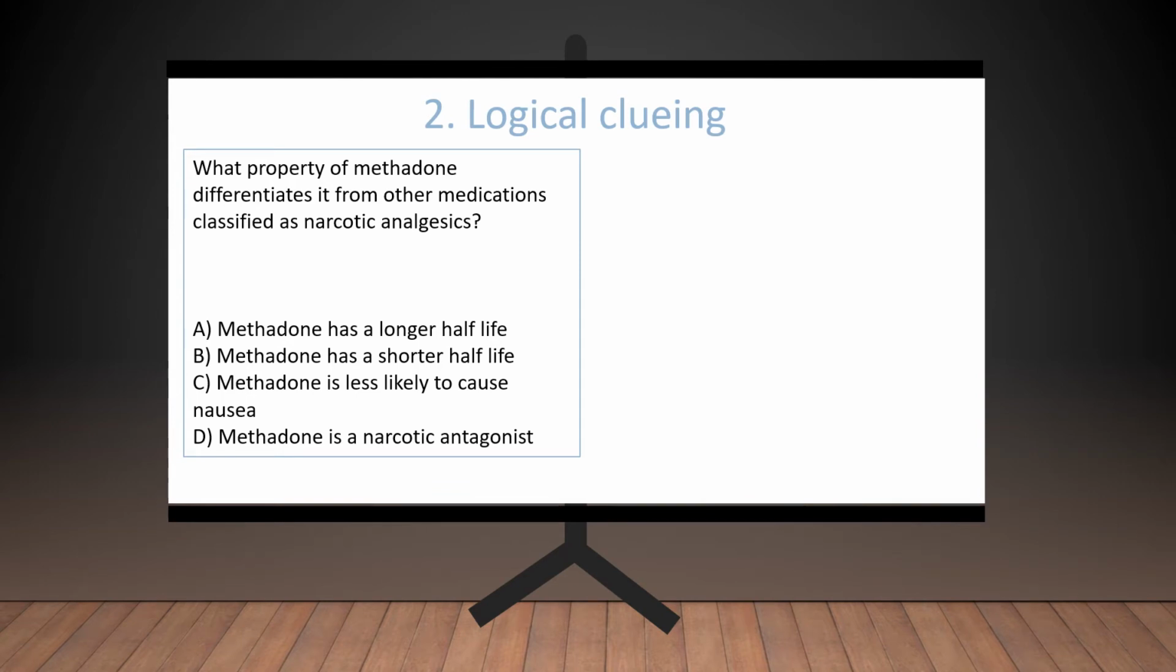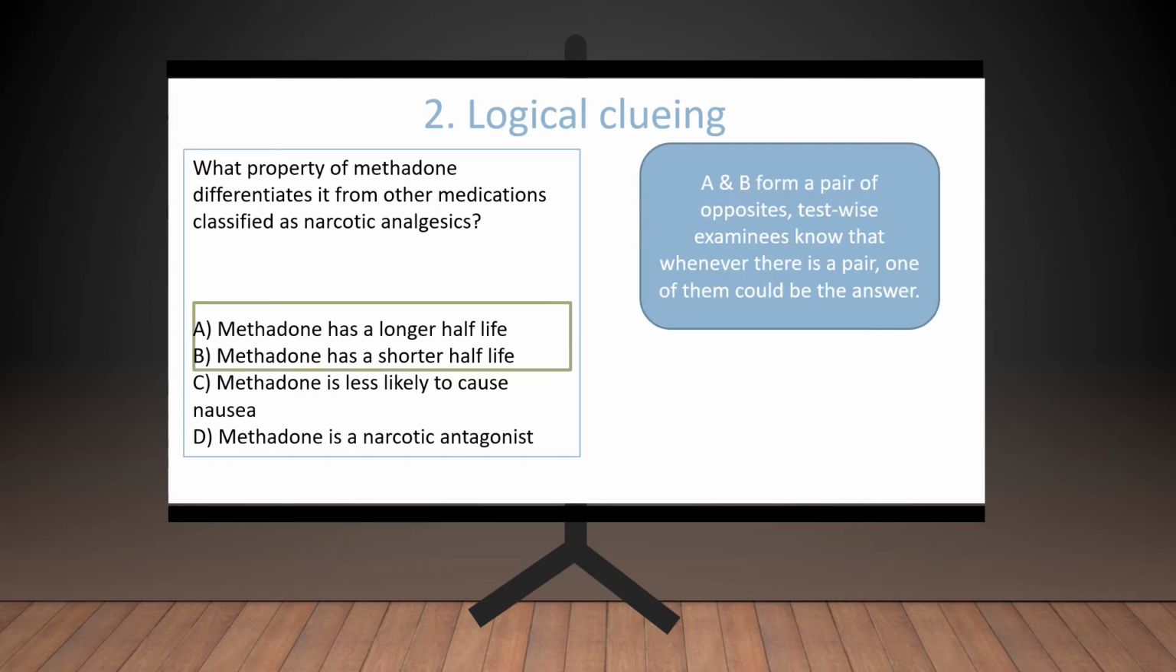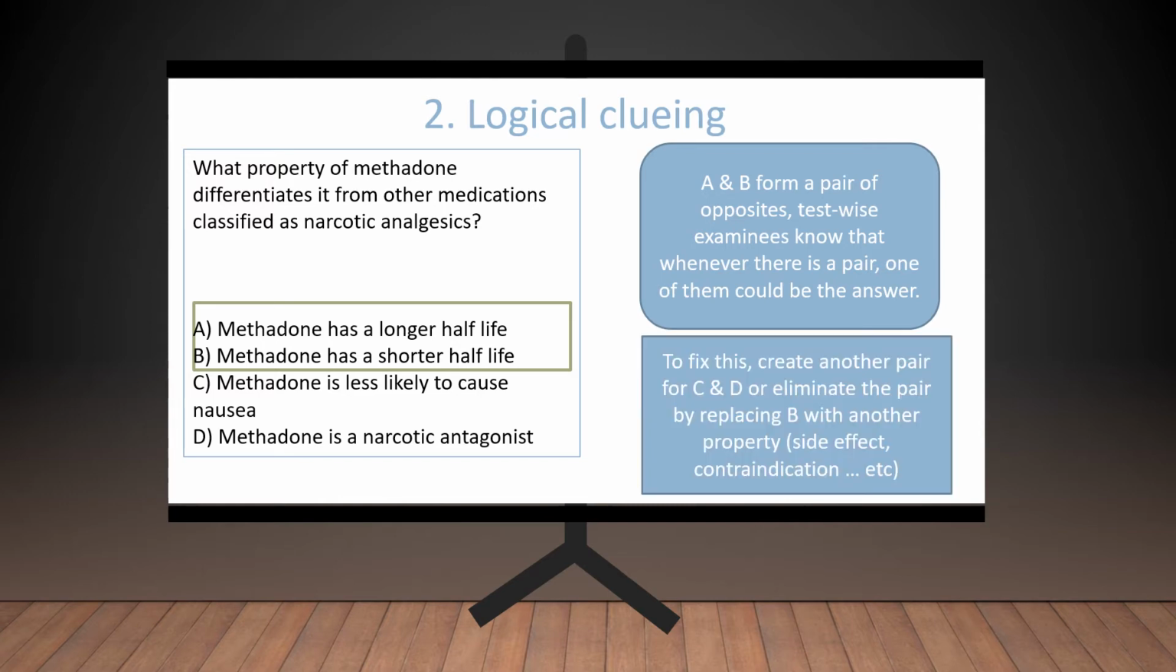Number 2. Logical cueing. In this example, you will notice that A and B form a pair of opposites. Test-wise examinees know that whenever there is a pair, one of them could be the answer. To fix this, create another pair for C and D, or eliminate the pair by replacing B with another property like side effects or contraindication, etc.